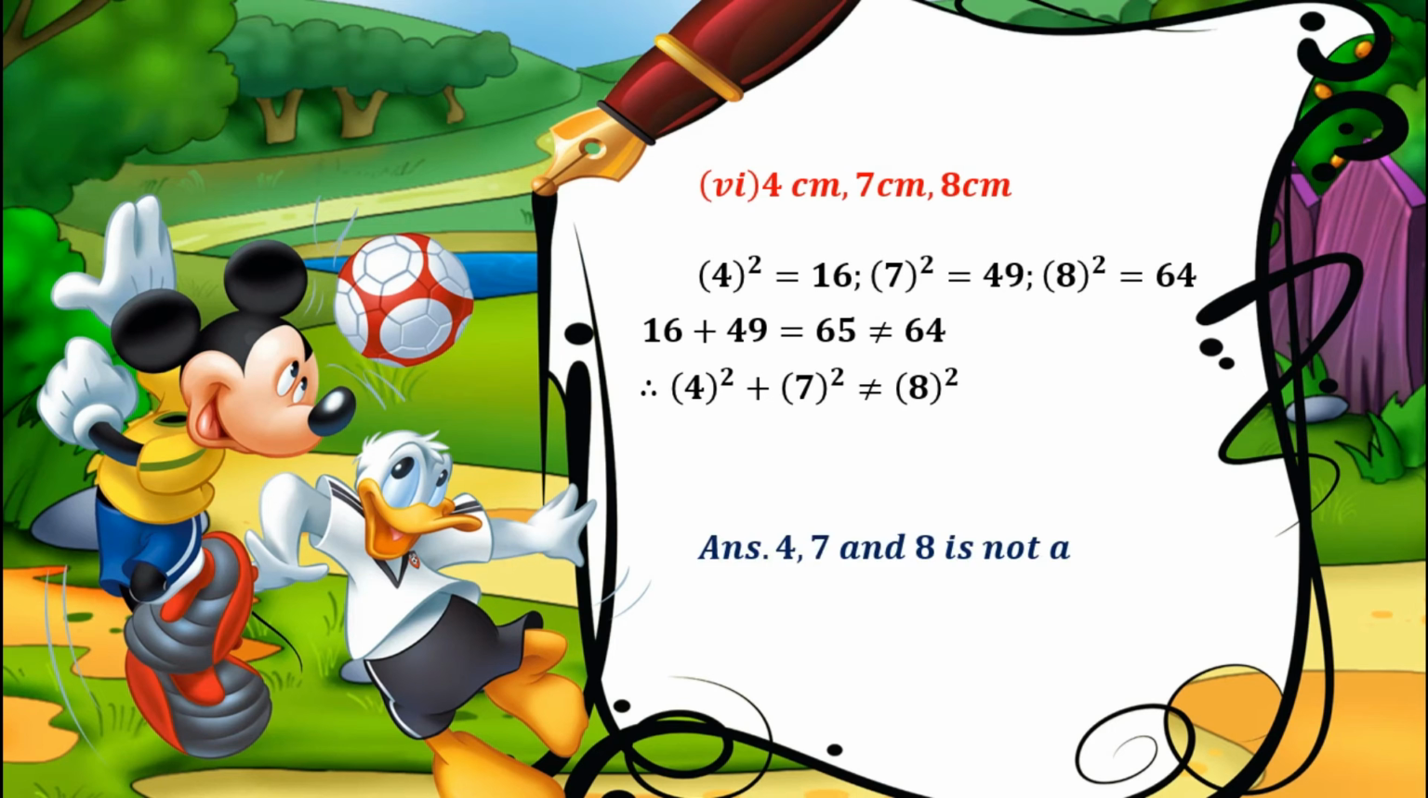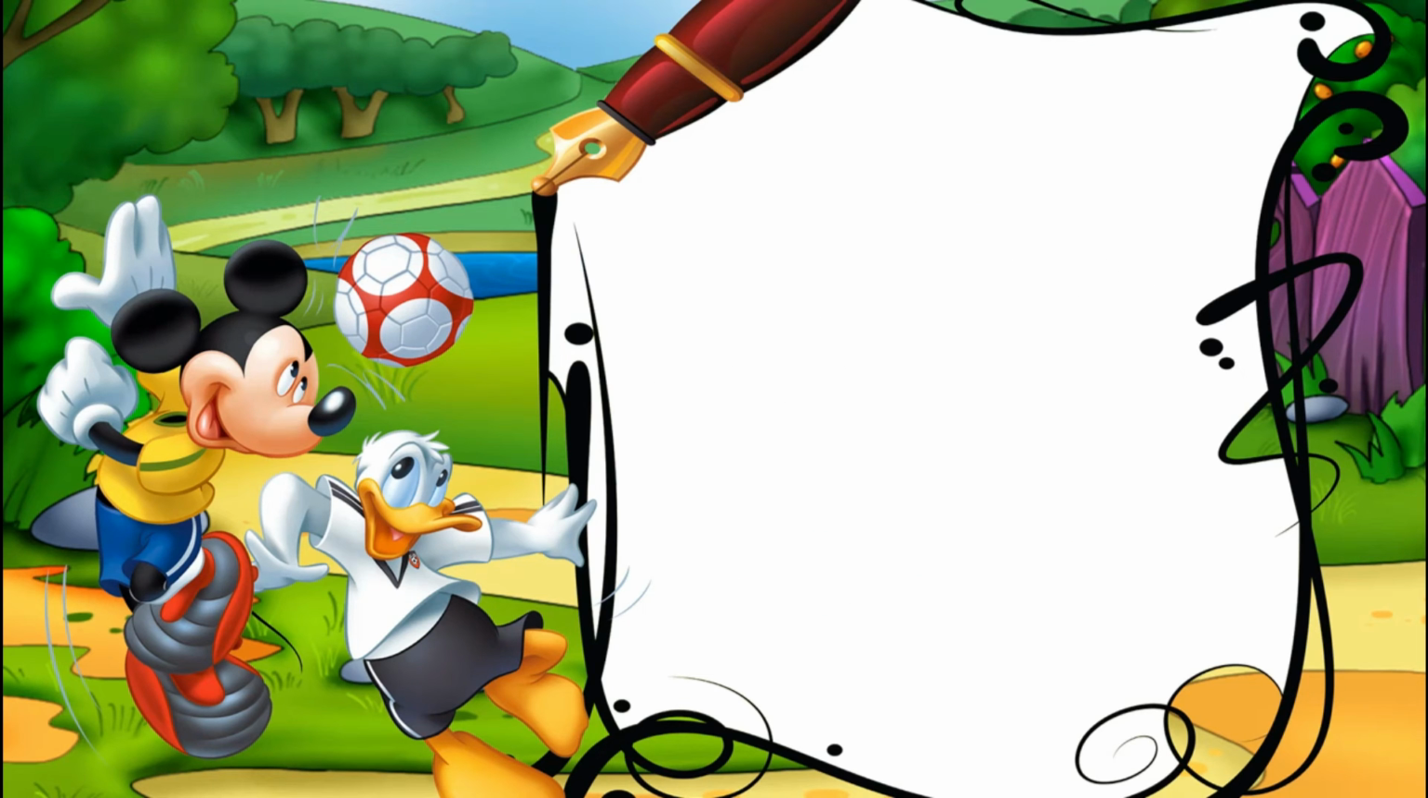It means that 4, 7 and 8 is not a Pythagorean triplet. Okay, यहाँ पर इस तरह से हमें समझ में आता है कि 7, 4 और 8 जो है तो Pythagoras के सलासी आदाद नहीं है.